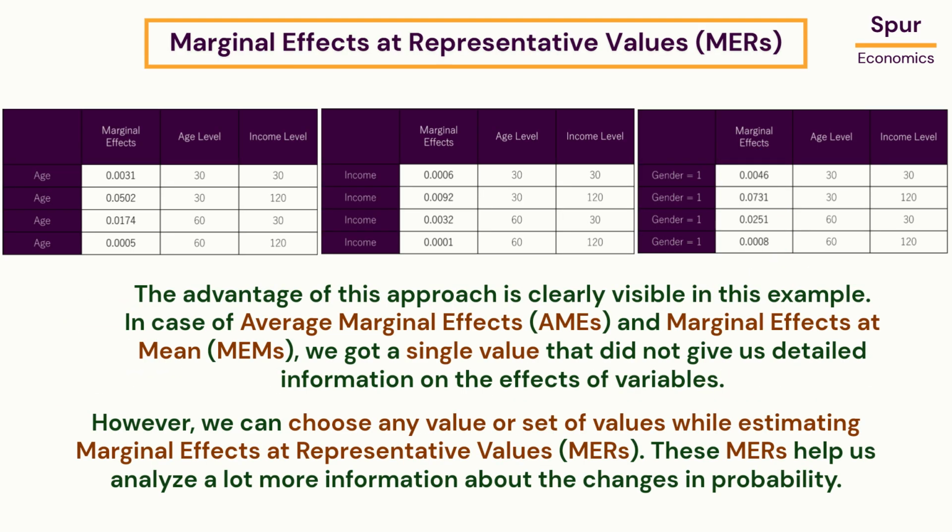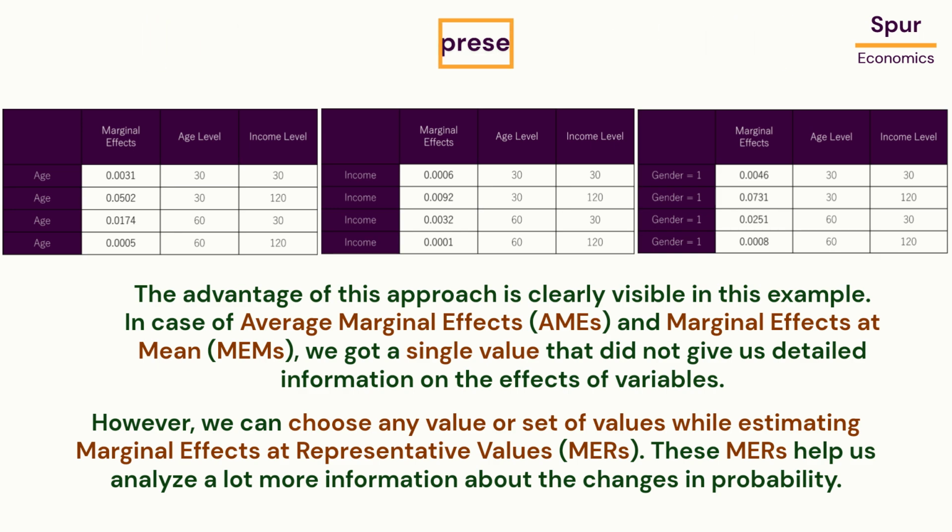The advantage of this approach is clearly visible in this example. In the case of average marginal effects and marginal effects at the mean, we got a single value that did not give us detailed information on the effects of variables. However, we can choose any value or sets of values while estimating marginal effects at representative values. These MERs help us analyze a lot more information about the changes in probability.